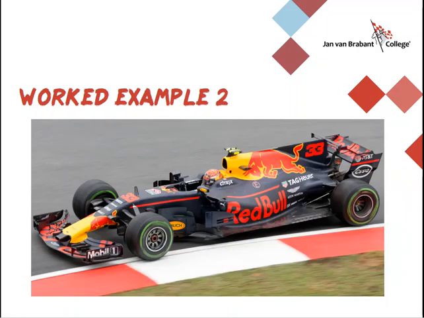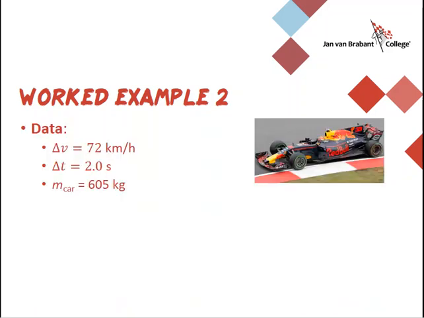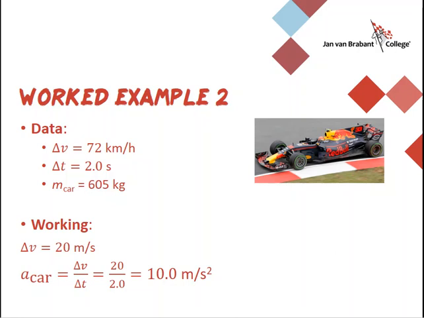In this example, we're going to combine Newton's second law of motion with the formula for acceleration you learned in the previous video. Formula 1 cars are known to have great acceleration, and some of them have been recorded to reach 72 kilometers per hour in as fast as 2 seconds. Let's work out the acceleration first and the resultant force second. A typical Formula 1 car has a mass of 605 kilograms. Remember, we have to convert the speed to meters per second first. And that means that in this case the acceleration becomes 10 meters per second squared.